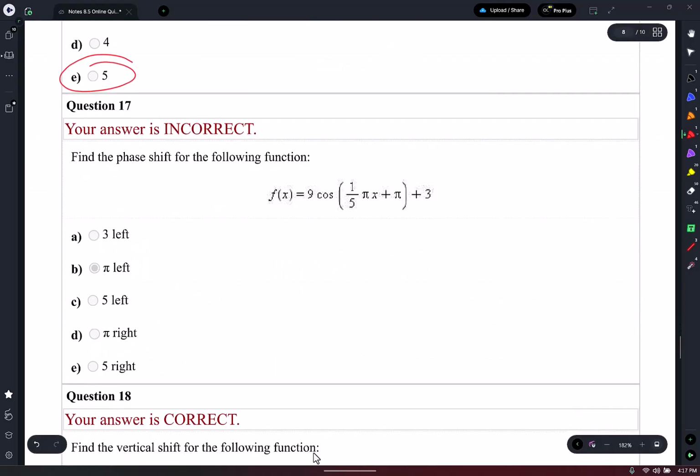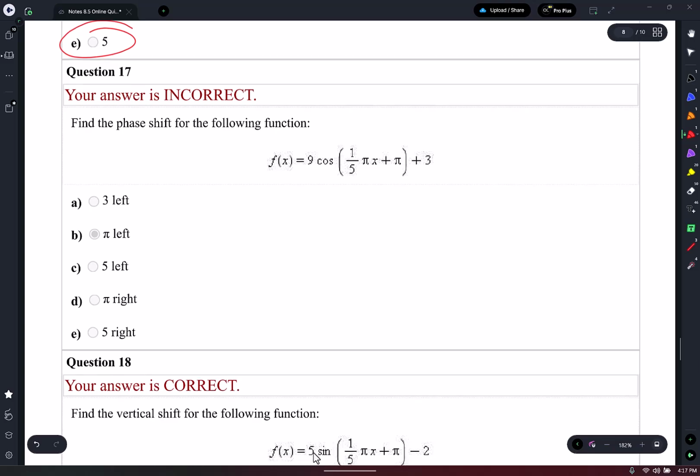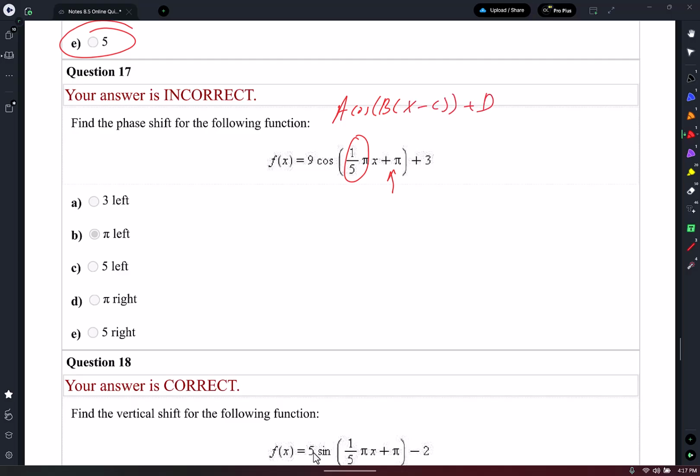Question 17. Find the phase shift. All right. This is probably the hardest one in here. It is not pi to the left because you have to factor out a pi over 5. See? You got to make it look like this: A cosine B, open parenthesis, x minus c, close, plus d. It needs to look like that. So factor out the pi over 5 like this. Pi over 5, parenthesis, x plus.